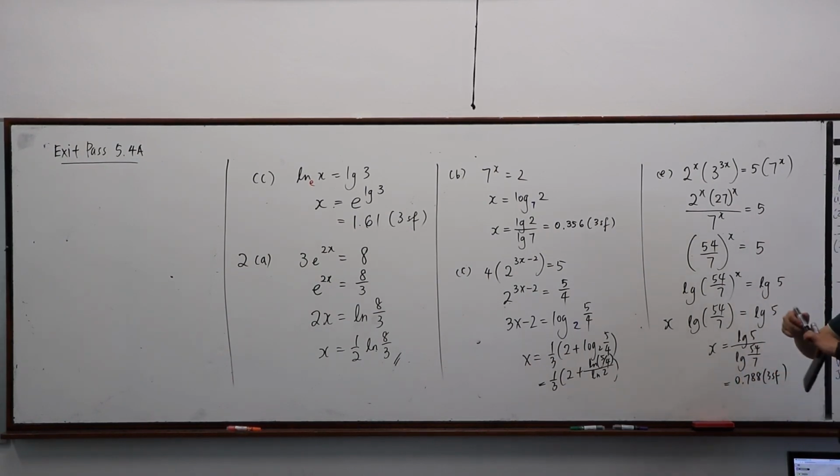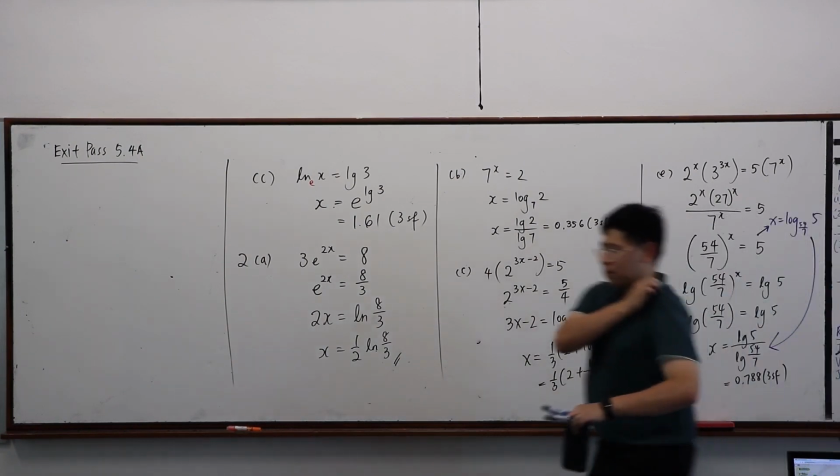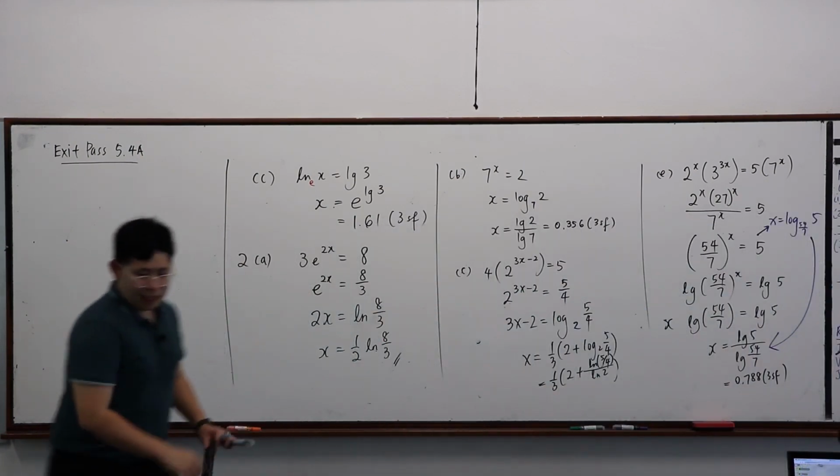Now alternatively, if you want to do this, you can also write x is equals to log base 54 over 7 of 5, also can. Then you change base to this, also can. Okay, no problem. Let's look at 2F.